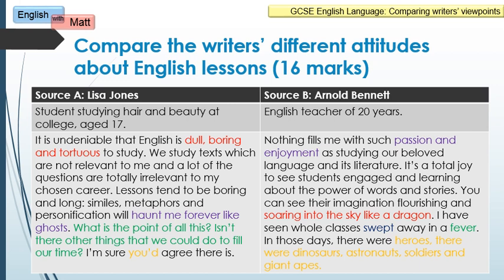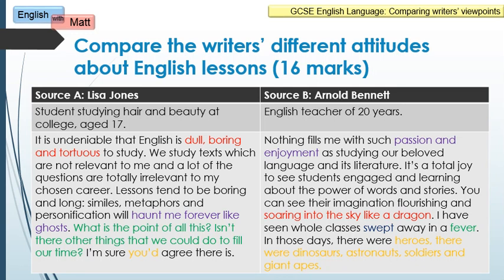So we have list of threes or triplets, we have rhetorical questions, we have direct address, we have similes, we have lists, we have a metaphor and some adjectives or nouns as well, passion and enjoyment, abstract nouns there. So we have a selection of quotes, a selection of methods which you could use in your answer. So the methods have to be there.